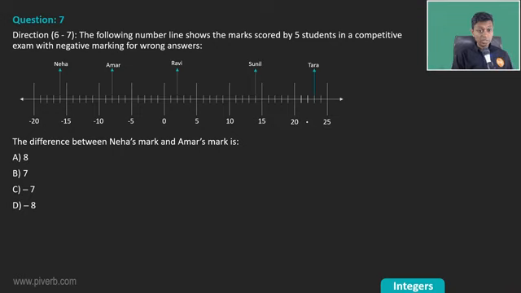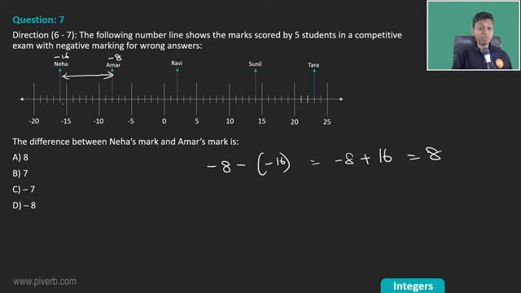The difference between Neha's mark and Amar's mark is this distance. You can either count this in terms of steps, which is 1, 5 more units, 6, 7, 8, or find this value, which is minus 8, this value, which is minus 16, larger number minus smaller number, minus 8 minus minus 16, which is minus 8 plus 16, which is plus 8.